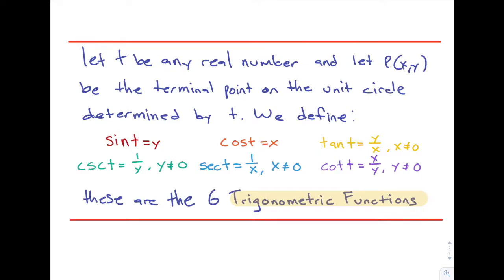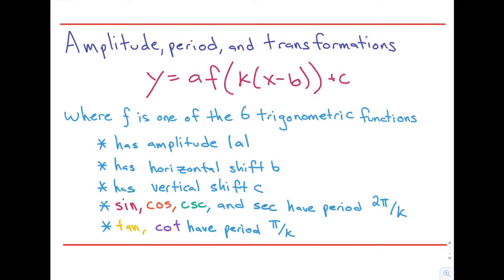And if we're interested in graphing them, we need to know a little bit about amplitude, period, horizontal and vertical shifts. So for y equals a f of k times the quantity x minus b, plus c, where f is one of the 6 trigonometric functions, this function has amplitude absolute value of a, horizontal shift b, vertical shift c. When f is sine, cosine, cosecant, and secant, the function has period 2 pi over k, and for tan and cotangent, the function has period pi over k.